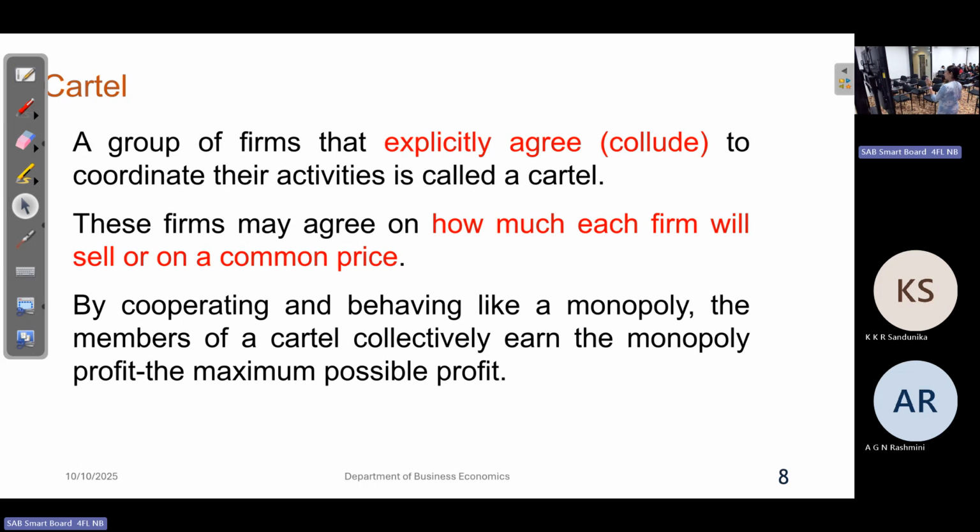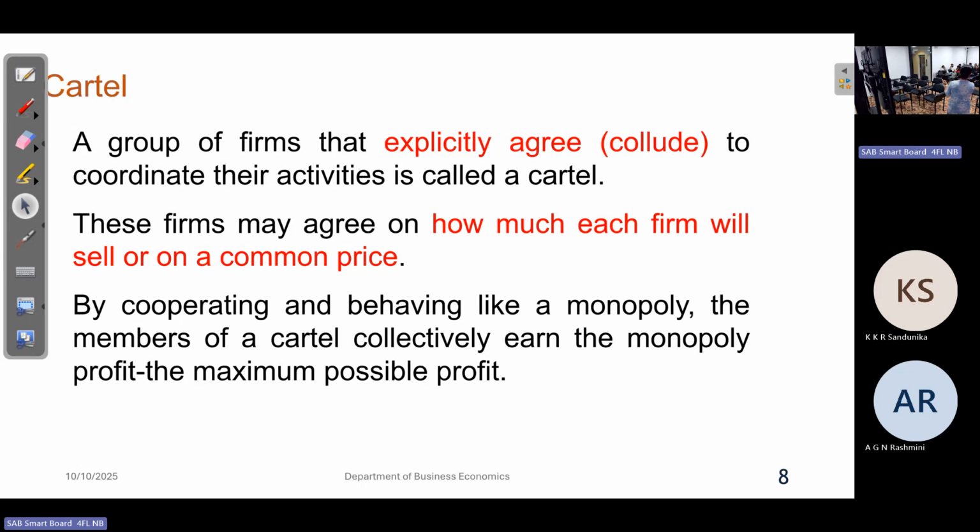These firms may agree on how much each firm will sell or on a common price. So either the cartel can decide on the quantity that they sell or the price they sell. Maybe they will decide, okay, all together, every one of us is going to supply our product at this uniform price. Or else they can decide, okay, this total market demand, let's divide among ourselves and supply like a production quota. So each firm is assigned a fixed quota, right? So you are not going to exceed that quota.